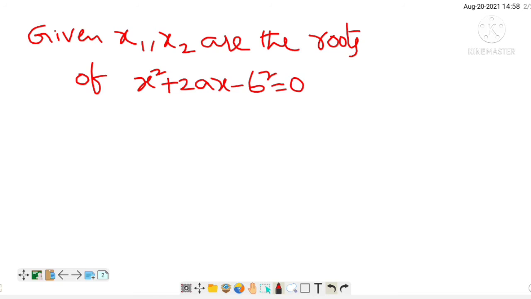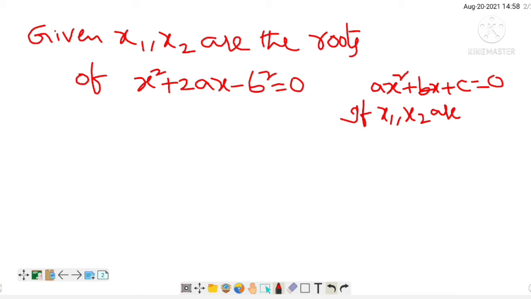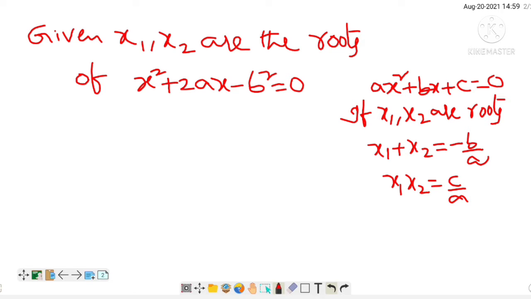So this is in the form of a quadratic equation. In a quadratic equation ax square plus bx plus c is equal to 0, if x1, x2 are roots of the above equation, then the sum of roots formula is x1 plus x2 equals minus b by a, and the product of roots x1 x2 is equal to c by a, right?